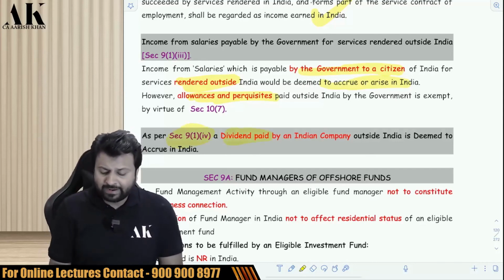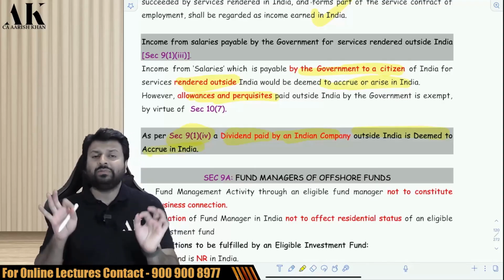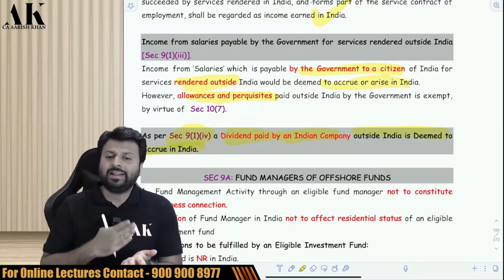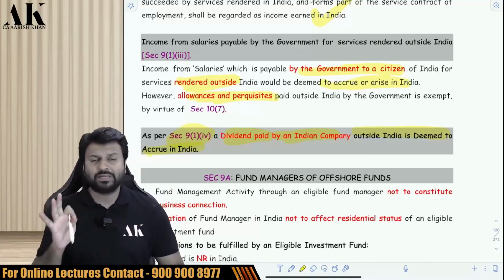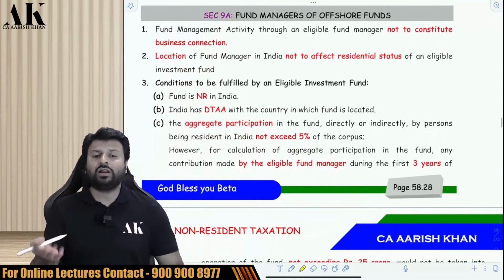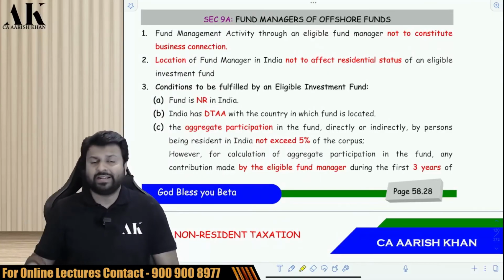Next, let's talk about the dividend income. A dividend paid by an Indian company outside India is deemed to accrue or arise in India. That will be subject to tax in India. If an Indian company is making payment of dividend to any person outside India, that will be subject to tax in India.